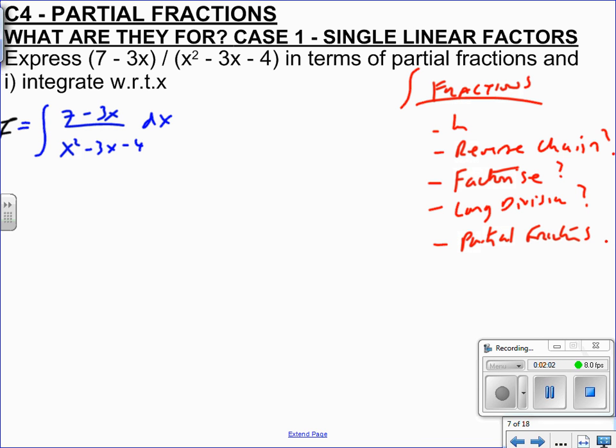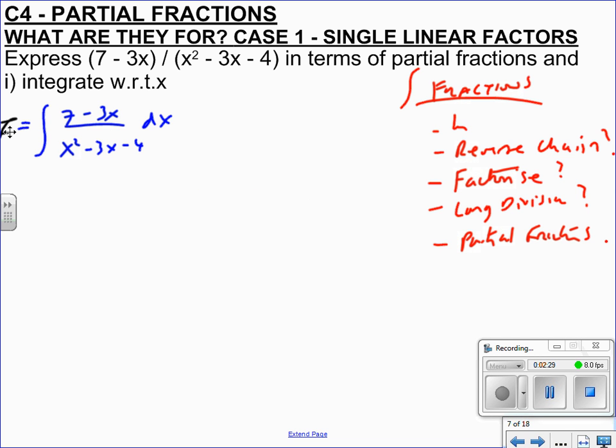No. If you differentiate the bottom, you get 2x minus 3, which has no relevance to the top, so therefore it's not that. We can't reverse chain. If you bring that up, x squared minus 3x minus 4 to the minus 1. If I plus 1 to the power divide by a new power, then I'd be dividing by 0, which I can't do. And also the derivative of the inside we've already established is not the top.